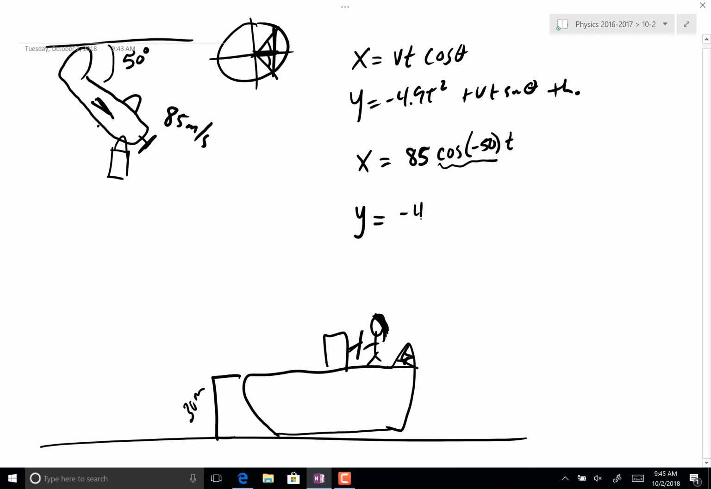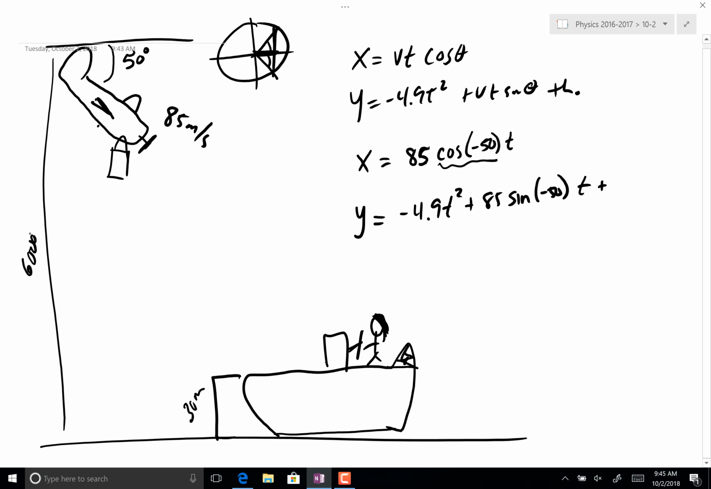It would be negative 4.9 t squared plus 85 sine negative 50 t plus, oh shoot, what's his altitude? His altitude is 6,000 meters when he drops the bomb, plus 6,000. Okay? Now, what happens when you take the sine of negative 50?